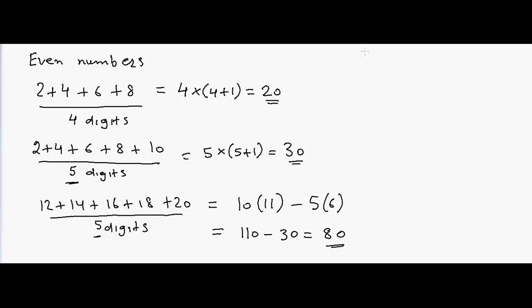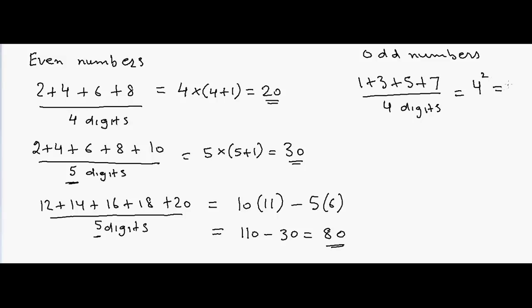So how about odd numbers? Let's see odd numbers. In case of odd numbers, the answer is much easier. Suppose I have 1 plus 3 plus 5 plus 7. In that case I have 4 digits, so the answer will be equal to 4 square, that is 16.